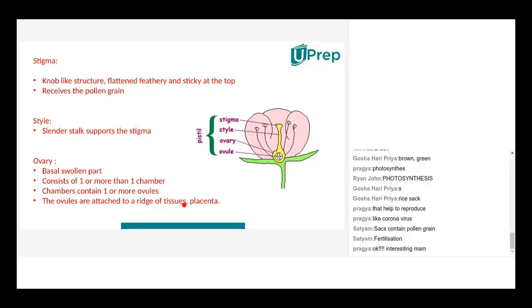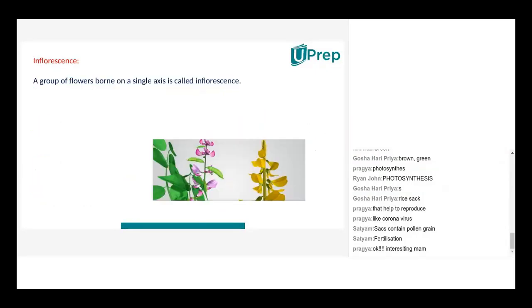Correct? So the ovules are attached to a ridge of tissue called the placenta. So all these ovules are connected by a thin pipe, which is called the placenta. I would request all of you to please do a study, go to Google, go to images, and please take out pictures of the stigma, style, and ovary. You will have a better understanding of that. Different flowers have different arrangements of ovules and ovary, stigma and style. They come in different patterns. This is a very generalistic view. Okay.